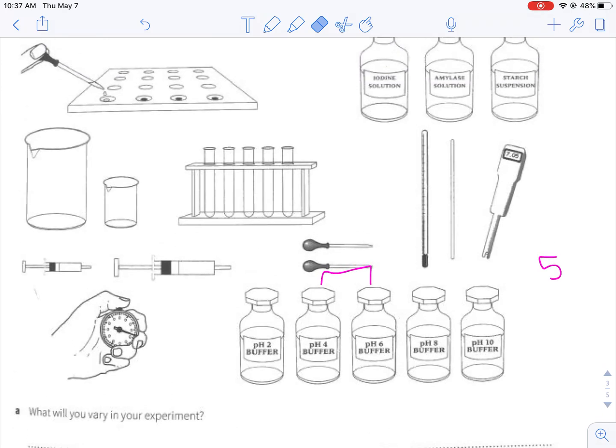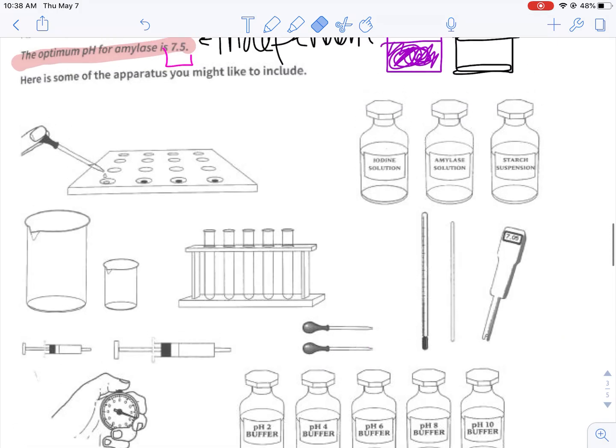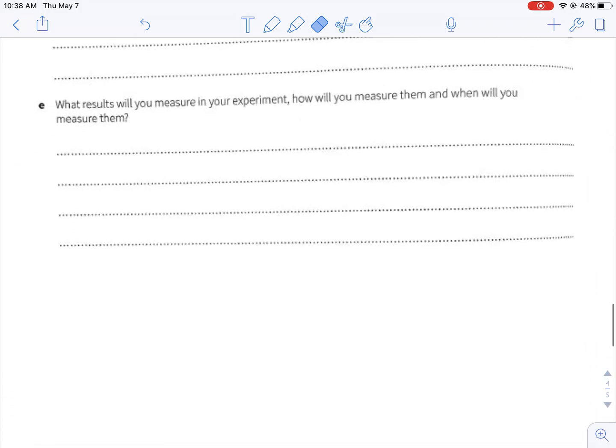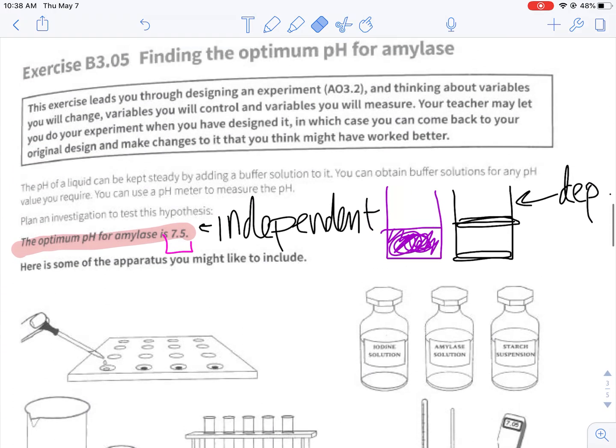So I want to know, are you testing it over time? Or like how long will this occur? What are you looking for? How will you vary the pH? And what will you keep constant? And that's it for this assignment.